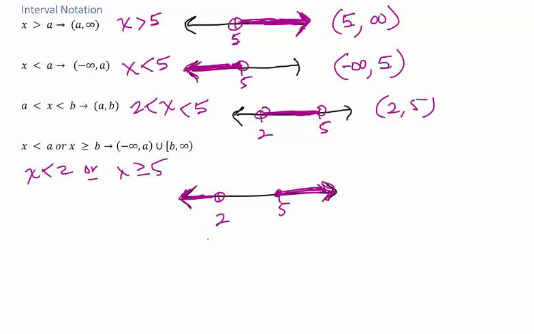So the first region, the region on the left, would start at negative infinity and go to 2, parentheses. The second region, the region on the right, would start at 5 and then go to positive infinity. Now the 5 is shaded in, so I need a bracket next to 5. And because the solution includes 2 regions, we need to unite them with a union symbol. And so this union symbol looks like a capital U.